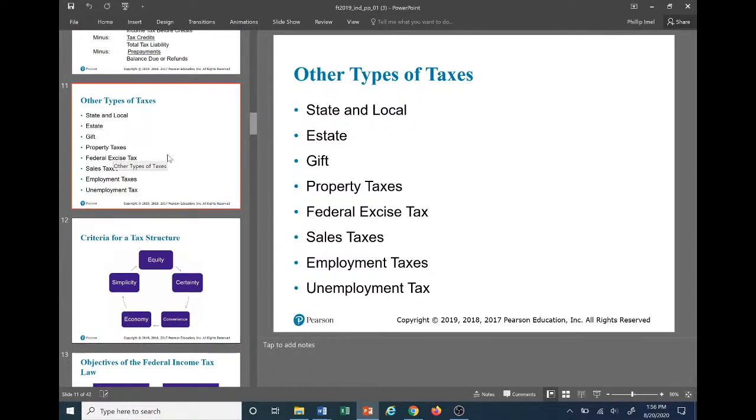Okay, what about other types of taxes? So right here we see we have state and local taxes. Obviously, I'm sure everyone's had a job at some point in your life, and when you receive your paycheck, you can see there's federal taxes taken out with the federal, the Medicare, and the Social Security. And then you're going to have your state withholding. So that's what we're talking about here. You have the state withholding tax. And there's going to be local taxes.